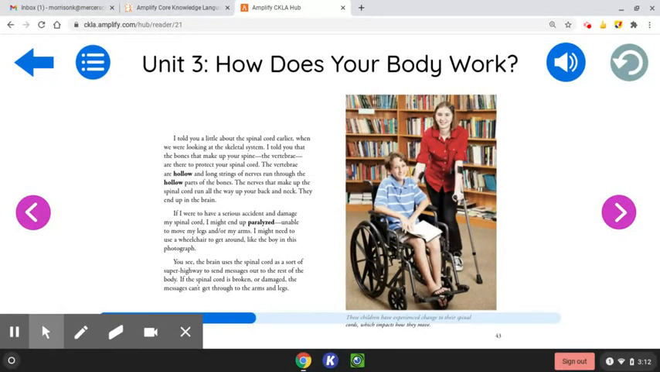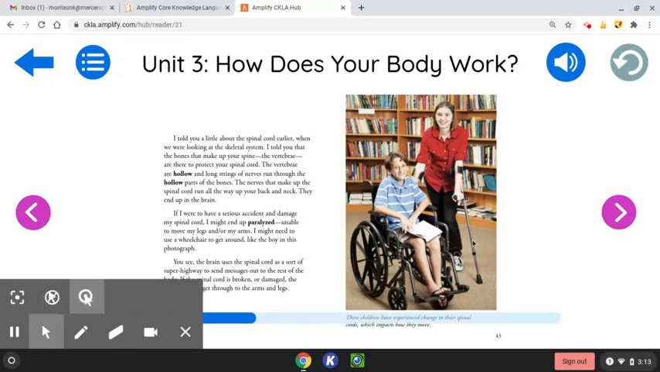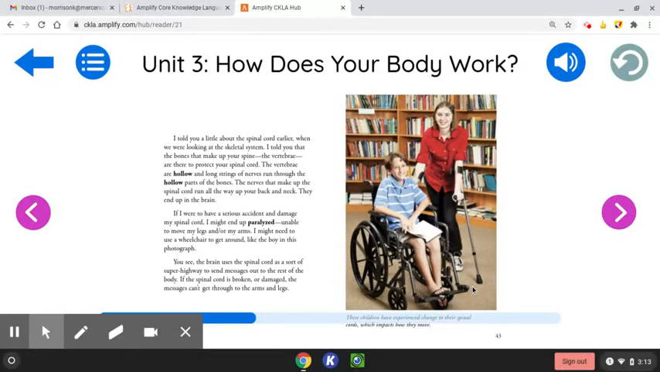If I were to have a serious accident and damage my spinal cord, I might end up paralyzed, unable to move my legs and/or my arms. I might need to use a wheelchair to get around, like the boy in this photograph. You see, the brain uses the spinal cord as a sort of superhighway to send messages out to the rest of the body. If the spinal cord is broken or damaged, the messages can't get through to the arms and legs. So over here, the photo of the boy in the wheelchair, just like they said, and it says, these children have experienced change to their spinal cords, which impacts how they move.